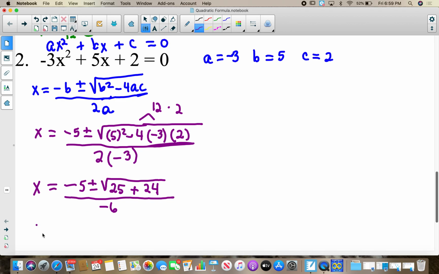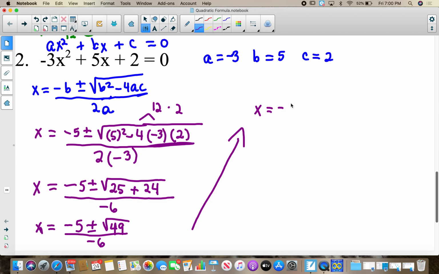So let's continue with our simplification. I get x is equal to negative 5 plus or minus the square root of 49 over negative 6. So if we simplify, x is equal to negative 5 plus or minus the square root, well actually let's take our square root away because we can take the square root of 49.